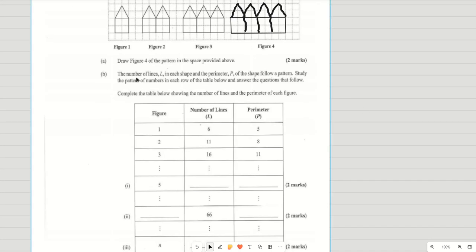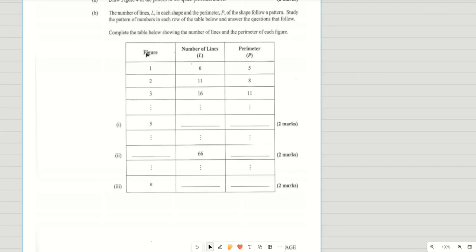They said part B, the number of lines in each shape and the perimeter of the following pattern follow the pattern. Study the pattern of the numbers in each row of the table below and answer the following questions. We have figure number, number of lines L, and perimeter P. When we're doing questions like this, I tell you guys to find the formula for N first and then do the rest.